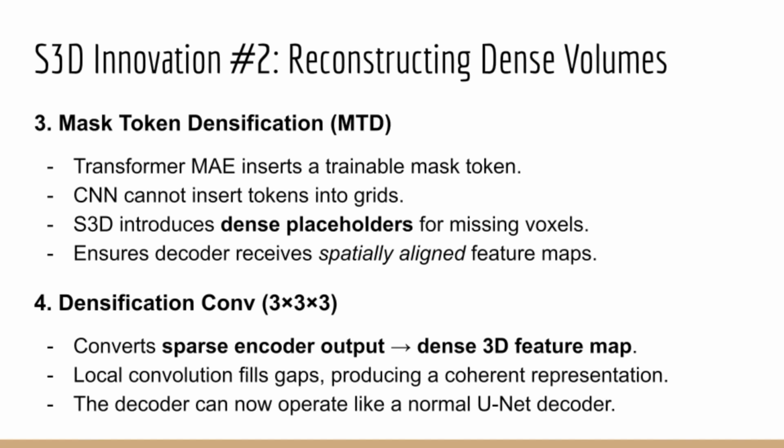The first step is mask token densification. When CNNs cannot insert a trainable mask token like Transformer MAE, S3D introduces a dense placeholder for the missing voxels. This ensures the decoder receives spatially aligned feature maps. And the second step is densification convolution. Subsequently, a 3x3x3 convolution layer is applied. This local convolution converts the sparse encoder outputs into a dense 3D feature map, filling the gaps so the decoder can now operate like a normal U-Net decoder.